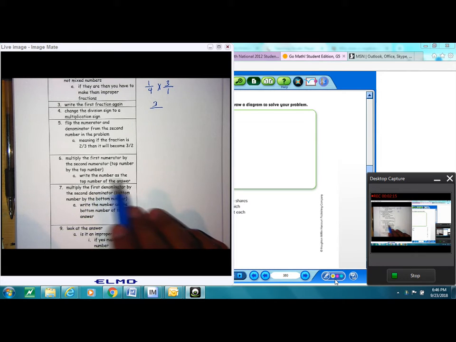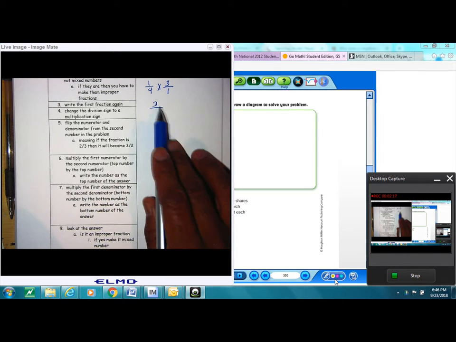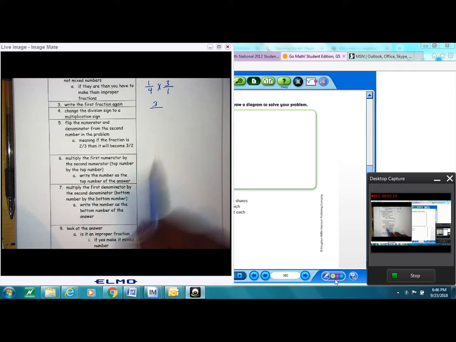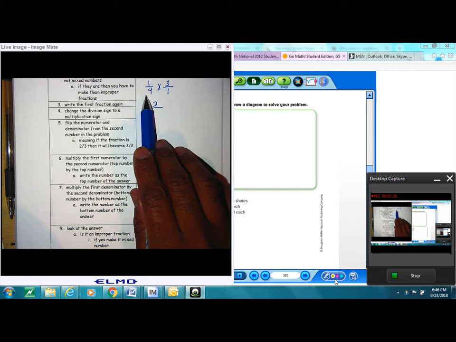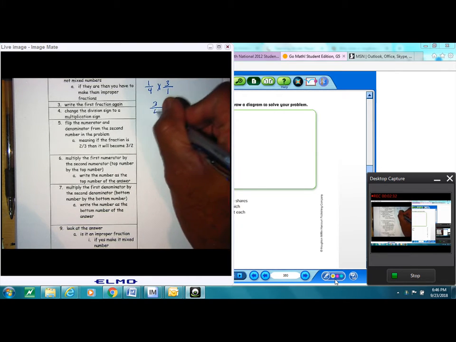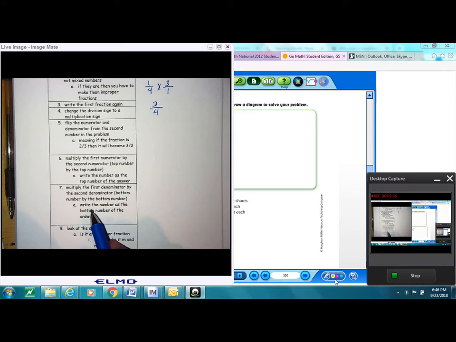Then it says write the number as the top number of the answer, and that's what I did right here. The next thing says multiply the first denominator by the second denominator, or the bottom times the bottom. And that's 4 times 1, and 4 times 1 equals 4. And that part right there I already did. Write the number as the bottom number of the answer.